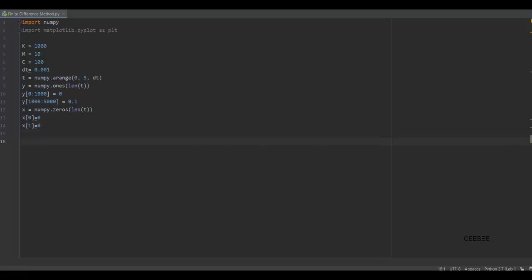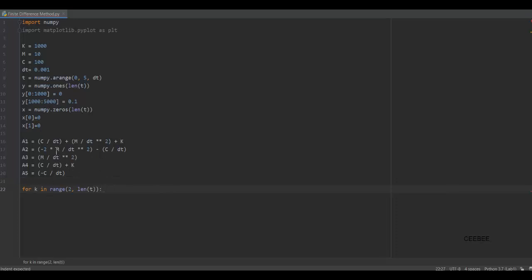Once you do that, you also define your A1, A2, A3, A4, A5 variables, which we figured out through our hand calculations a few minutes ago. And after that, you simply define the loop. We're going to use a for loop. We'll say for k in range from 2 all the way to length t, and length t is about 5,000. So k here is the index, and our bigger K is the spring constant. And you want to put this colon here, and that's how you know the loop starts.